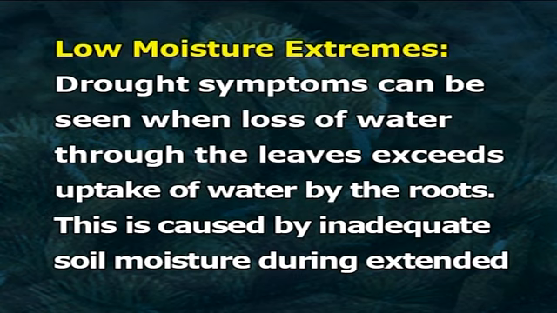Let us now look at low moisture extremes. Drought symptoms can be seen when loss of water through the leaves exceeds uptake of water by the roots. This is caused by inadequate soil moisture during extended periods of abnormally low rainfall. Symptoms include wilting, off-color foliage, twig and branch dieback in the crown, and the death of fine roots. You can avoid problems by not planting shallow rooted species in low moisture or sandy soils. Mulching the tree base retains moisture, and a good weekly soaking during drought will also help.